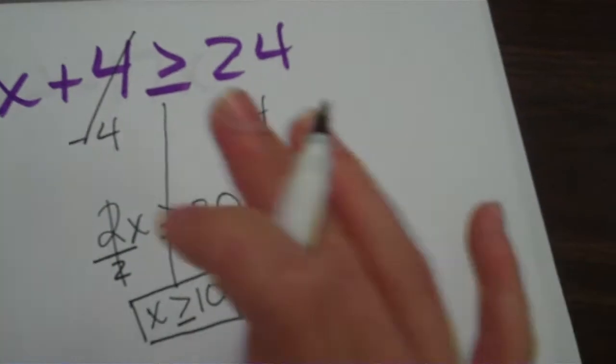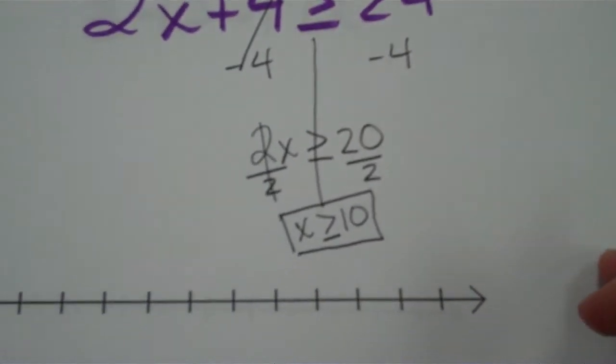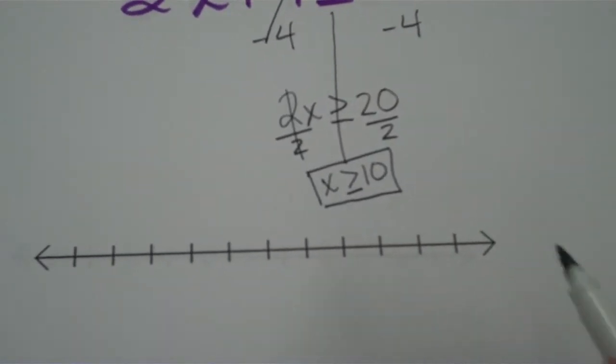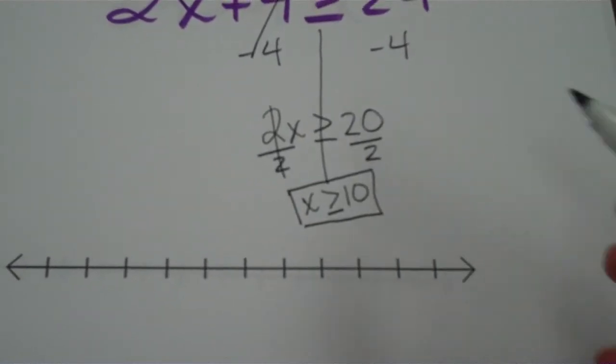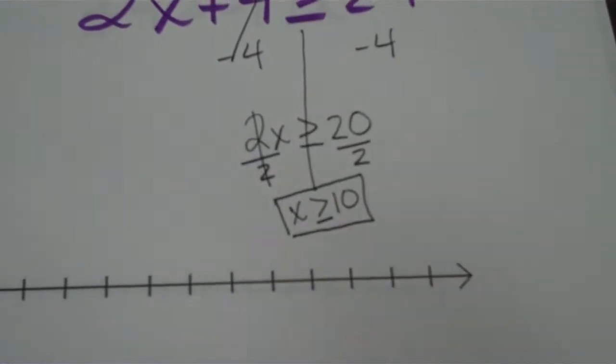Alright, so that's the same as what we've been doing before. Now all we're adding is this graphing component. So underneath that, draw this line. Hit pause if you need to. It does not have to be perfect, just draw a line. Okay? Now when you're numbering your line, different teachers require different things.